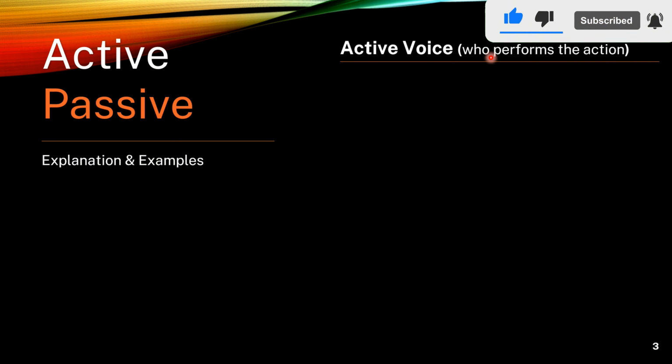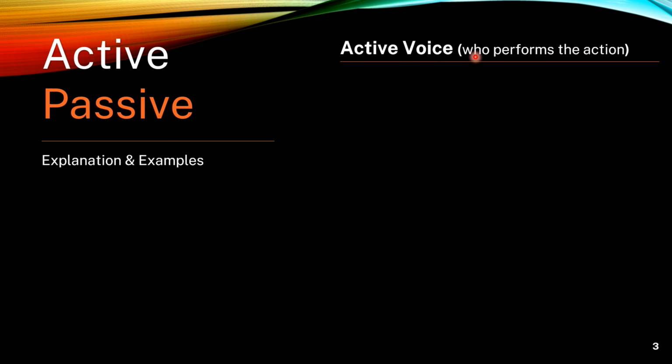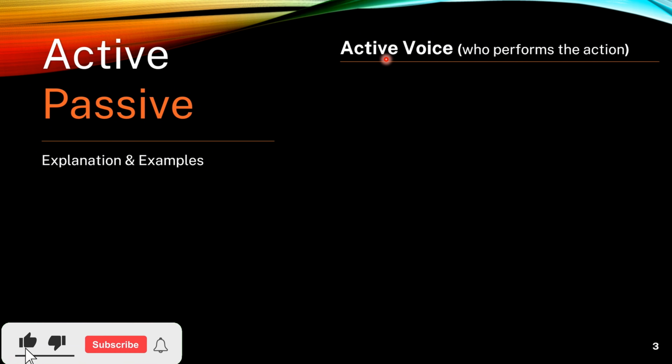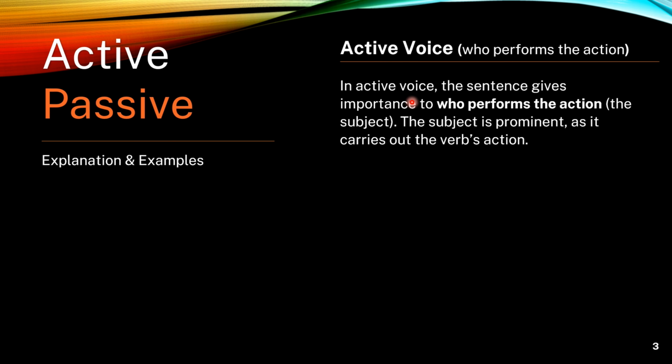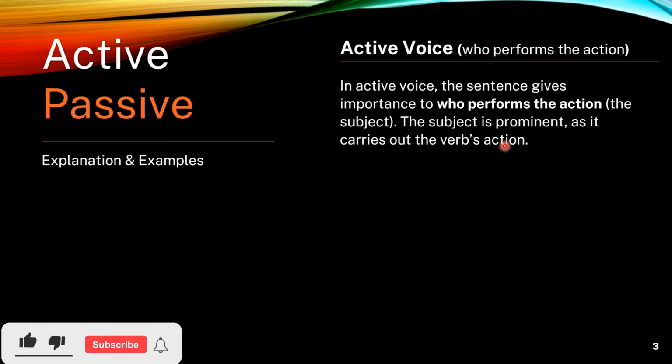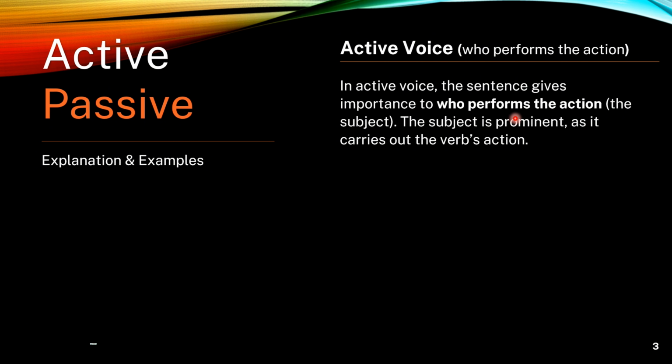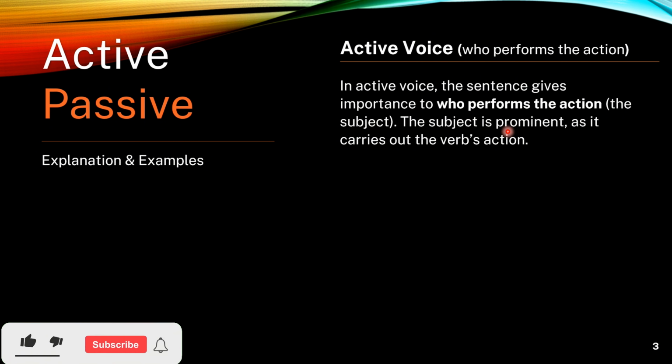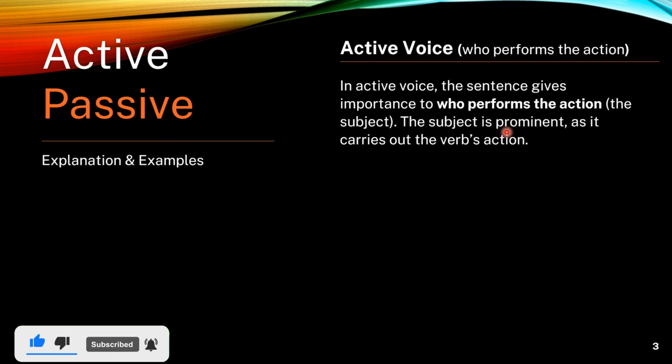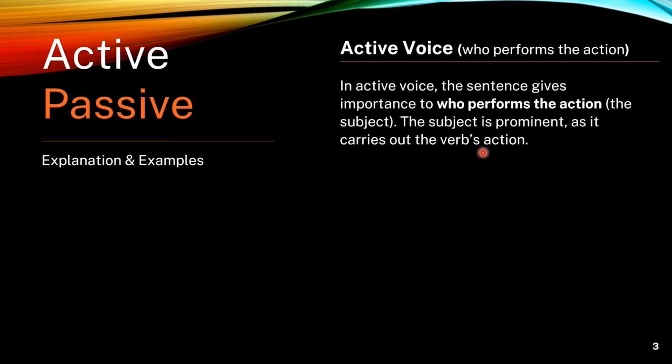Let's see what is an active voice. As you can see that I have already written here who performs the action, and I'm hoping that you guys get the idea why I've written this here. Because the active voice is that something is active, right? Let's just make it more simple. First, we'll just try to read a simple definition, and then I'll explain you in much more deeper perspective. In active voice, the sentence gives importance to who performs the action, right? The subject. The subject is prominent in active voice. Who is performing or who is doing something, right? As it carries out the verb's action, right?